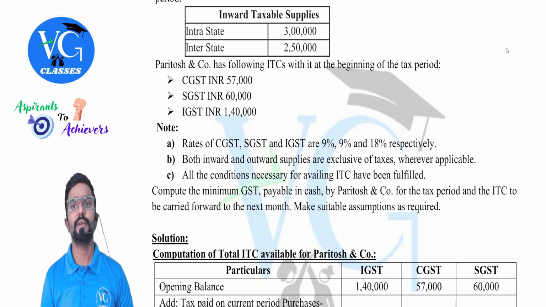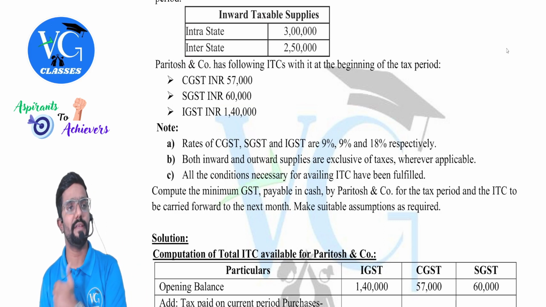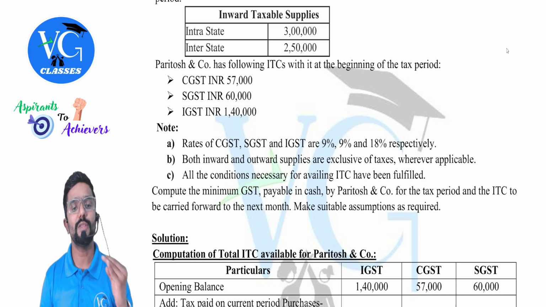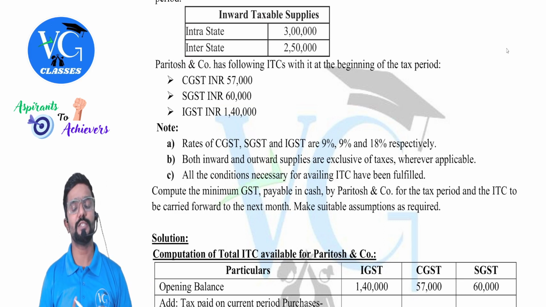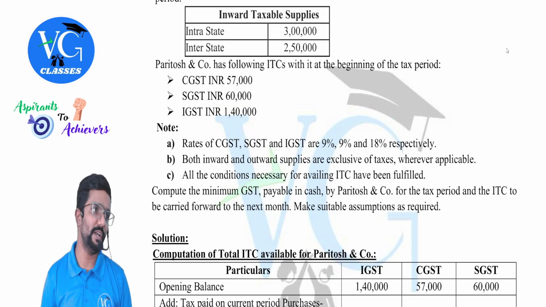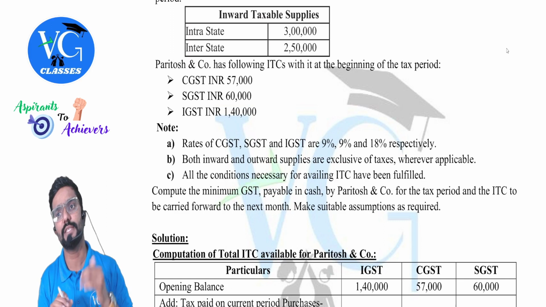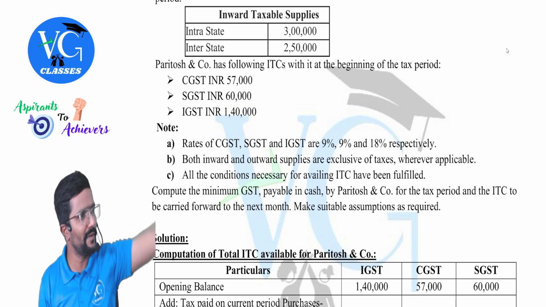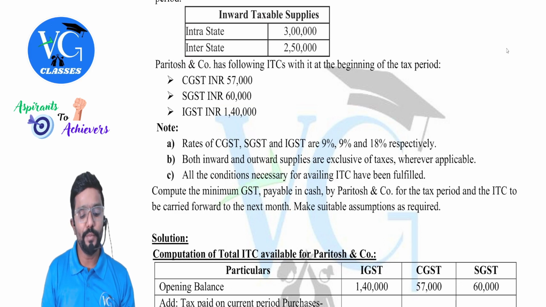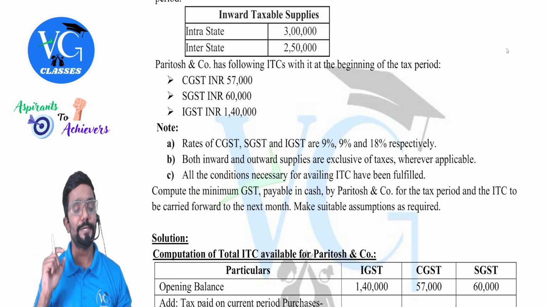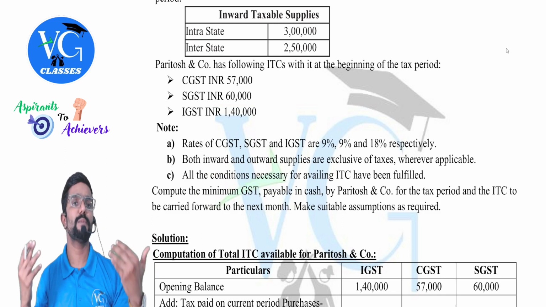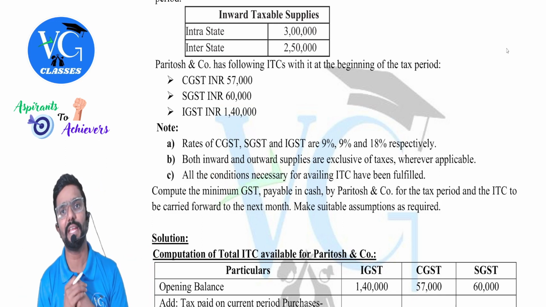Note, a few notes are given. Rates of CGST, SGST and IGST are 9, 9, 18% respectively. Both inward and outward supplies are exclusive of taxes wherever applicable. All the conditions necessary for availing the ITC have been fulfilled. Okay, means they have told all the conditions necessary to claim credit as per section 16, 17 and all, everything is taken care of. Compute, observe the word, minimum GST payable in cash by Paritosh and Co. for the tax period and the ITC to be carried forward to next month. Make suitable assumptions as required. Okay, if it is required, you need to make any assumption.